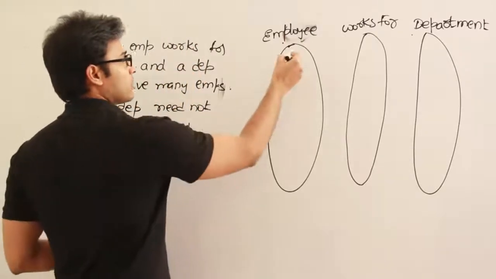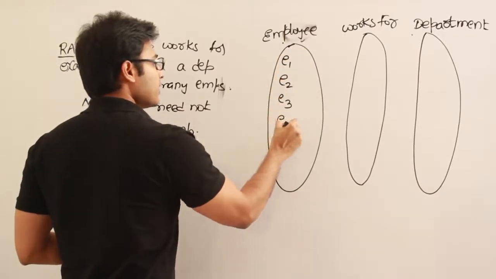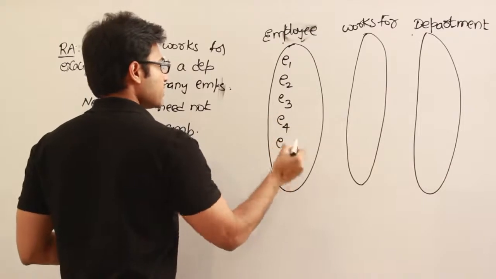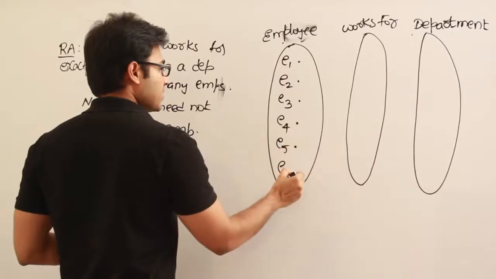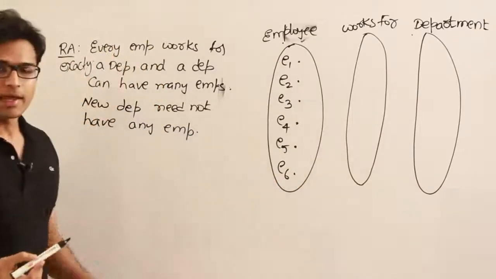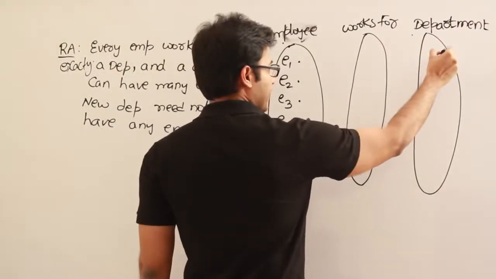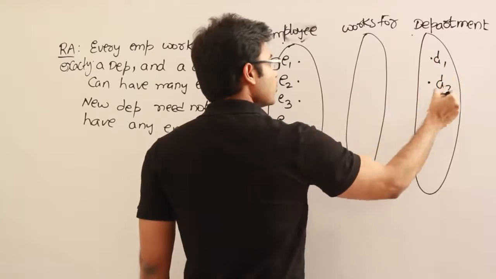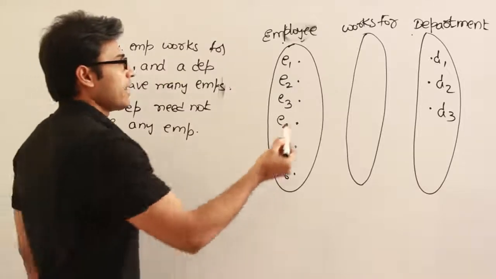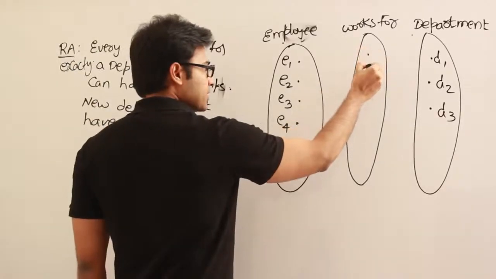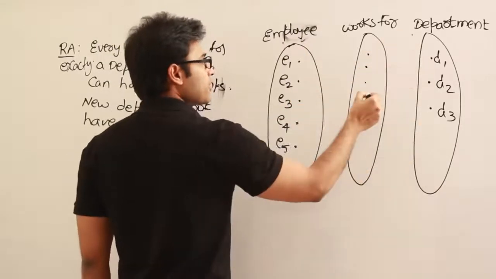Now let us say we have employees like this: E1, E2, E3, E4, E5, E6, right? Let me represent using these dots. These dots represent, each dot represents an employee, right? And let us say we have various departments, D1, D2, D3, like this, okay? 3 departments. Now every relationship here in this relationship type, this is relationship type, this is employee type, and this is the department type, right?